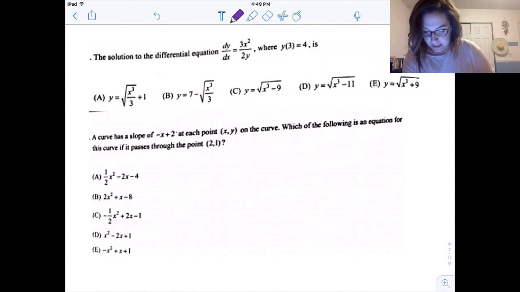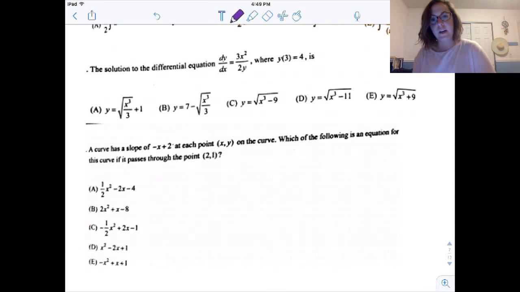So maybe this one says the curve has a slope of x minus 2 at each point (x, y) on the curve. What's the equation of the curve? This one's really funky, the way they say this. So we've got to do some decoding. Let me know if this is the one you're asking about. I'll start this one, and if it's not, we'll do the other one too.